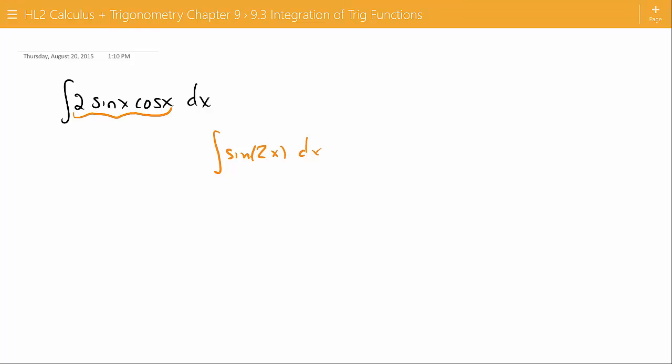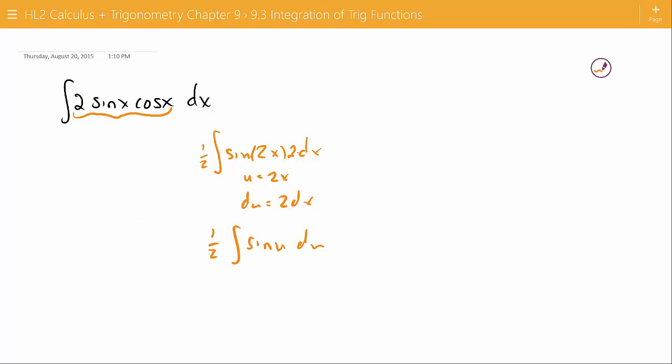And now it's just like one of the early examples that we had. I'm going to throw a little u substitution in here. So we need a times 2, we need a times 1/2 to balance. We have 1/2 integral of sine u du.